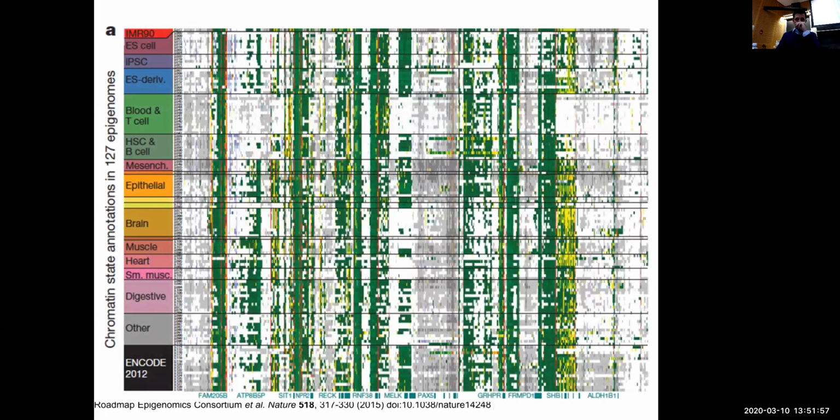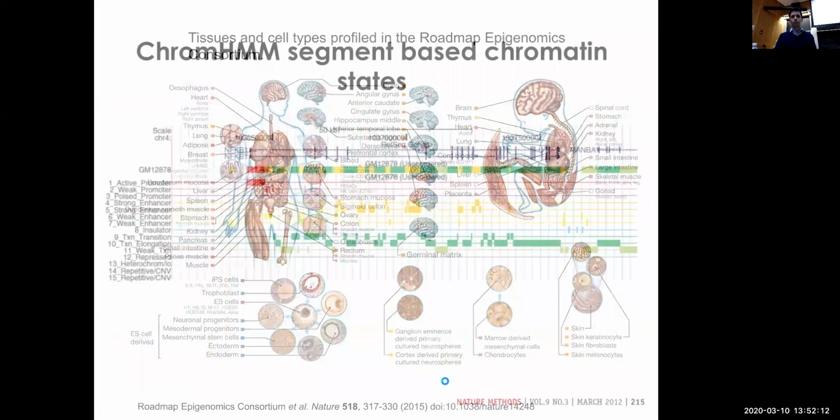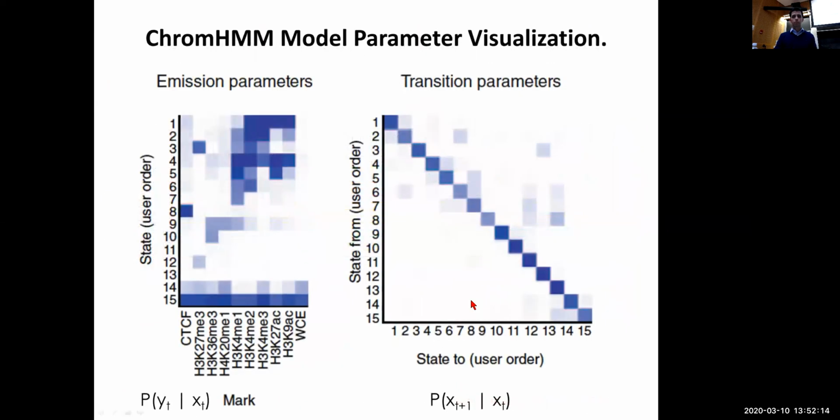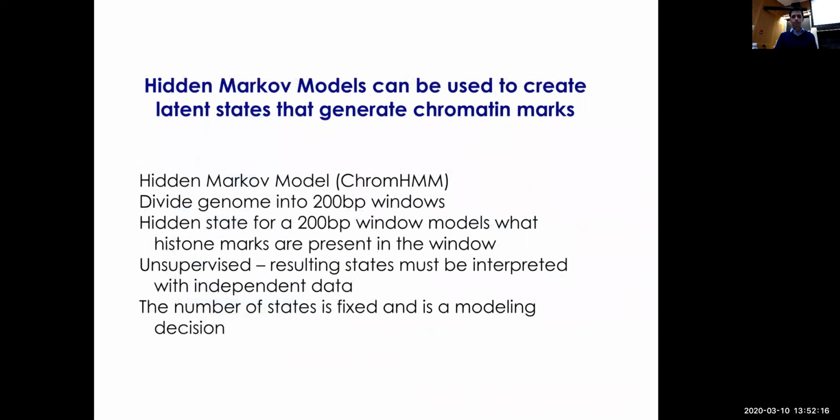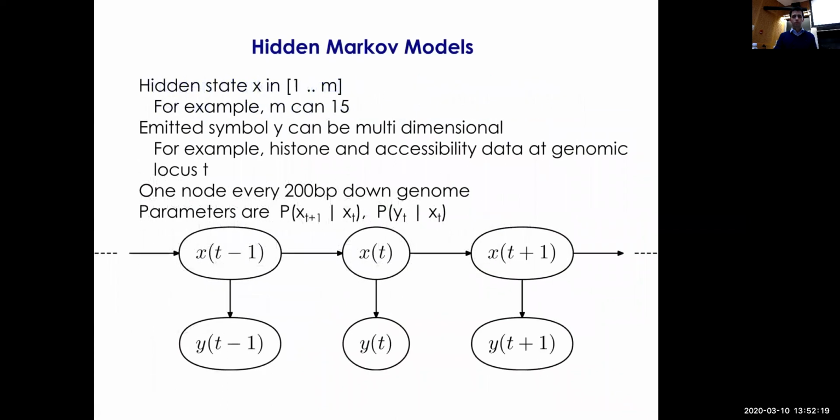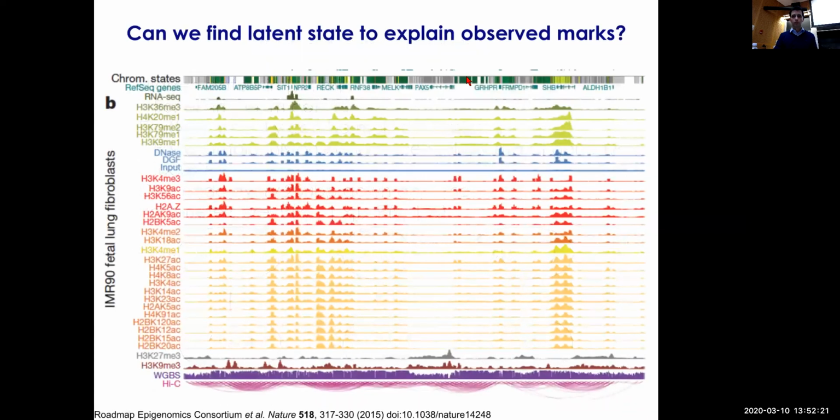And this is what it looks like across many different epigenomes. This is a figure from that Roadmap Epigenomics Consortium paper where you see this PAX5 gene, which I showed you in the previous example. Here this is IMR90 lung fibroblasts, and there you can see PAX5 being repressed. But the question is, what does it look like across other epigenomes?